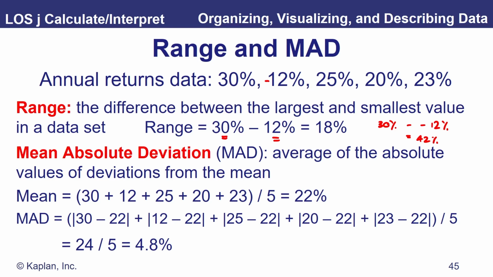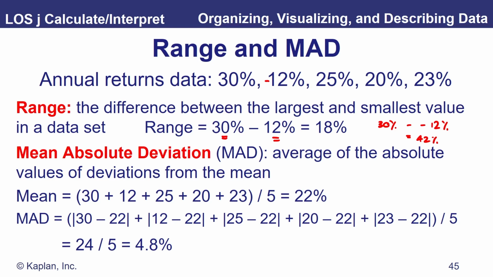But it doesn't really tell you how the data is distributed. It just tells you the kind of distance from largest to smallest value, but it doesn't tell you whether the data is clustered close to the arithmetic mean or distributed far away from the arithmetic mean.